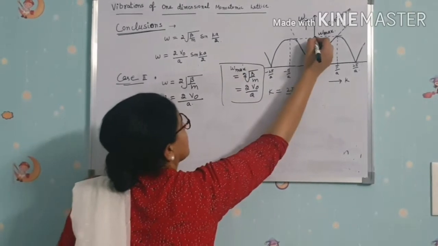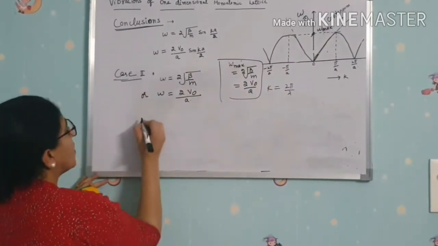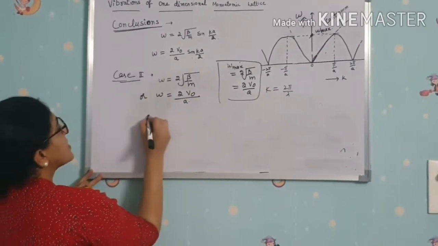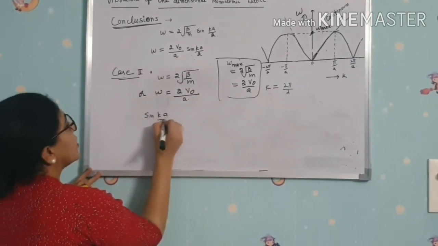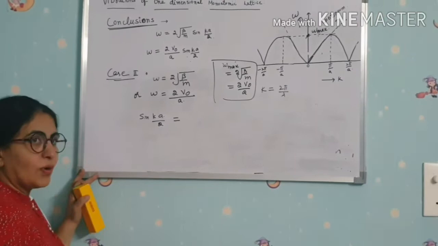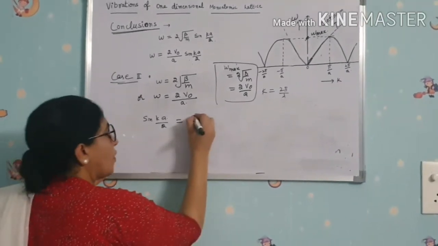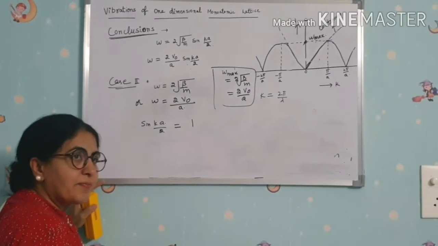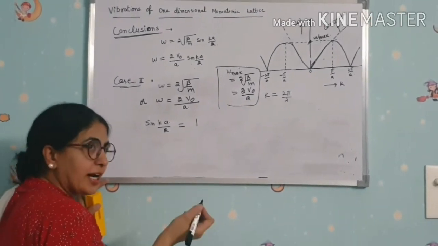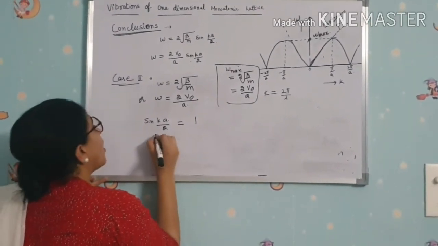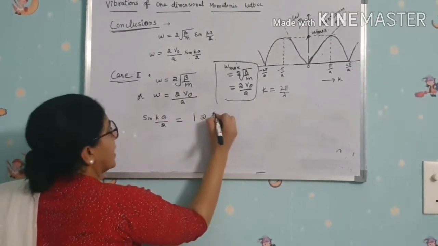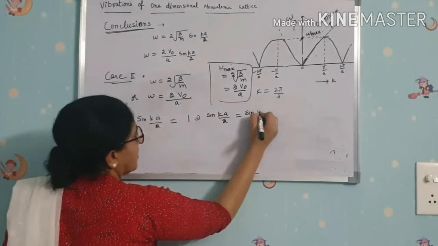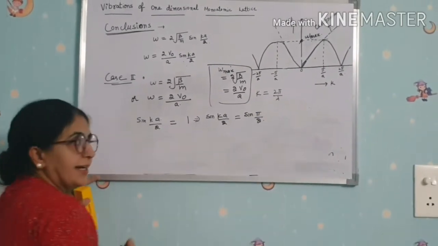Here, at this point, when omega is equal to this, we put it here. So we get sine k by 2 equal to 1. And when is sine 1? Sine of theta, for theta 90 degrees. So we can say that sine of k by 2 is equal to sine of pi by 2, that is 90 degrees.